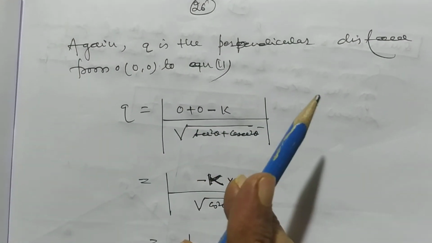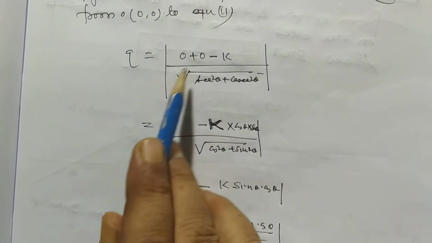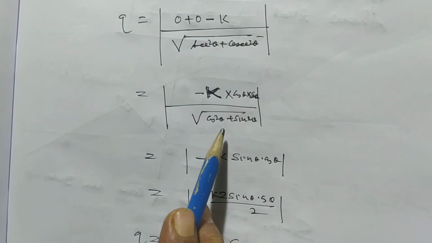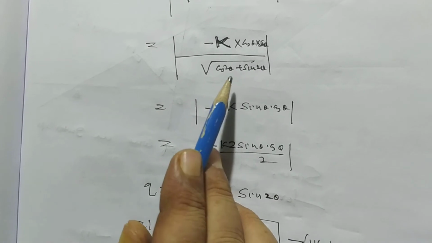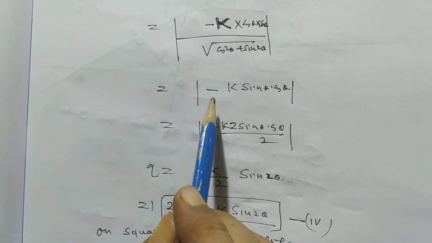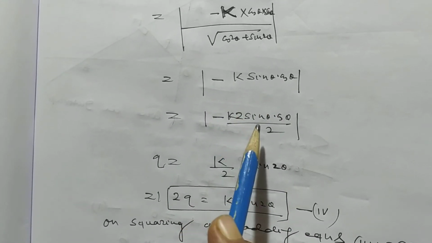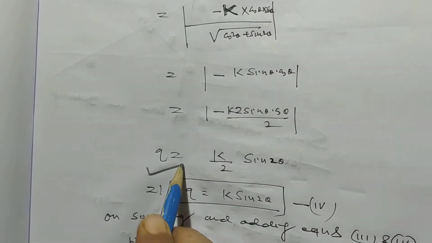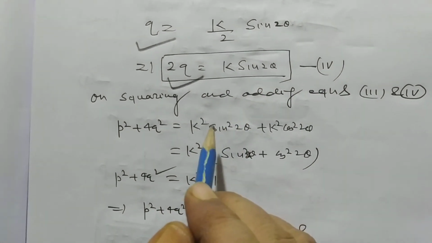Again Q is the perpendicular distance from origin to equation second. So Q is equal to 0, 0, minus K over root of sec square theta plus cosec square theta. After simplifying it will be minus K cos theta sin theta divided by root of cos square theta plus sin square theta. And now we have minus K sin theta into cos theta. Multiplying and dividing this ratio by 2, we have Q is equal to K by 2 sin 2 theta. So 2Q is equal to K sin 2 theta.